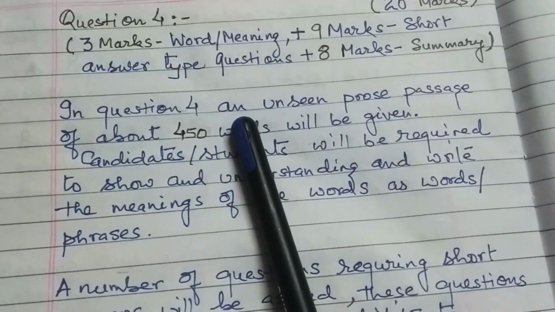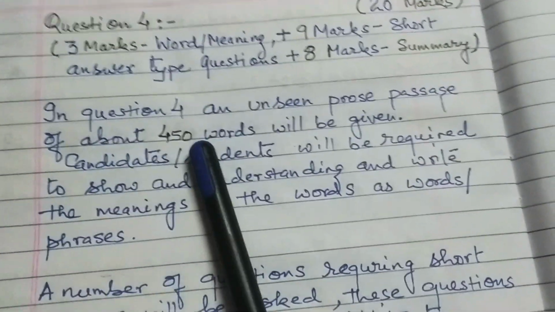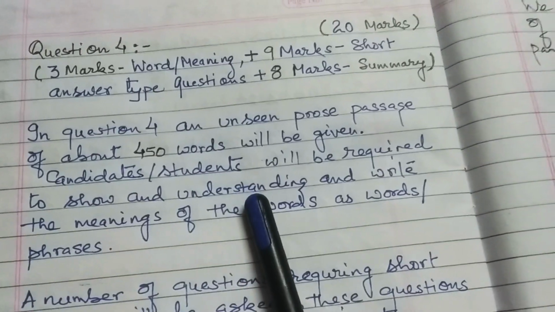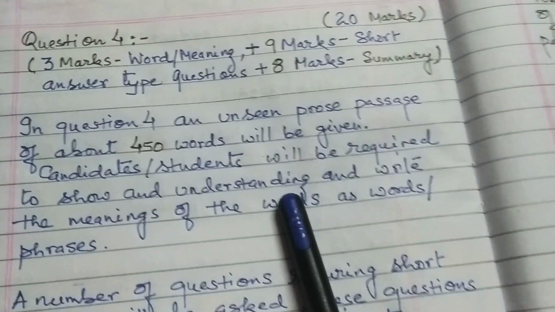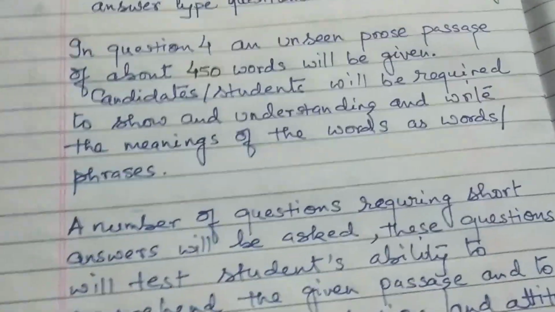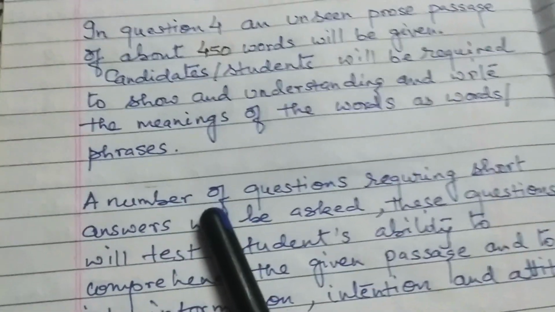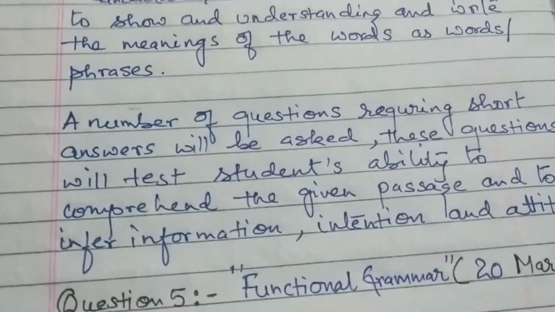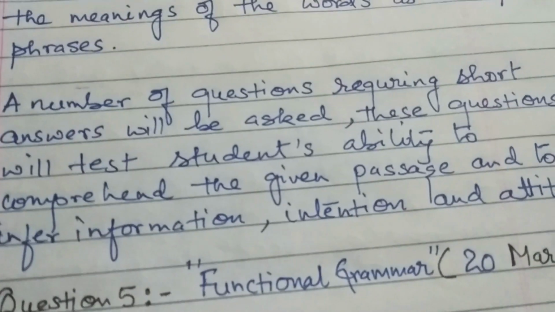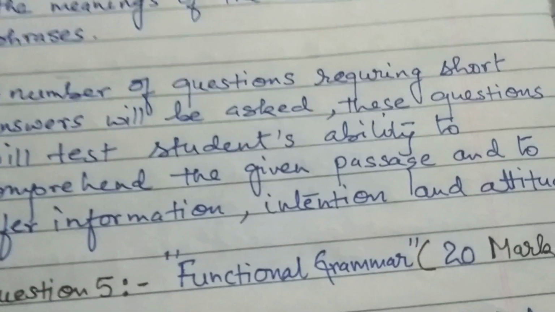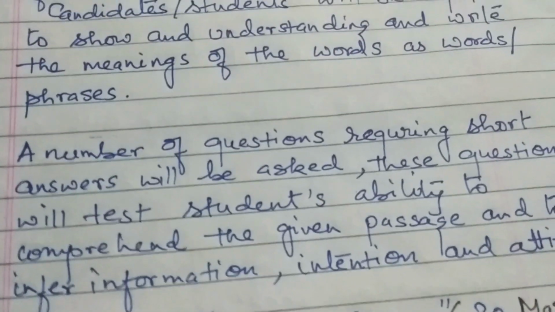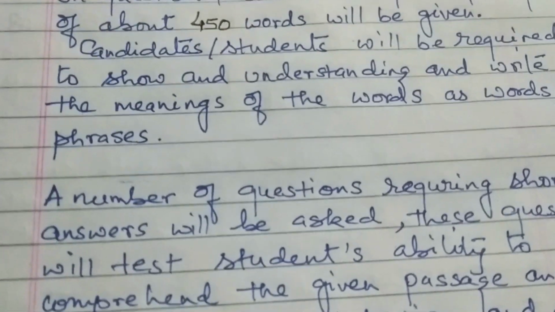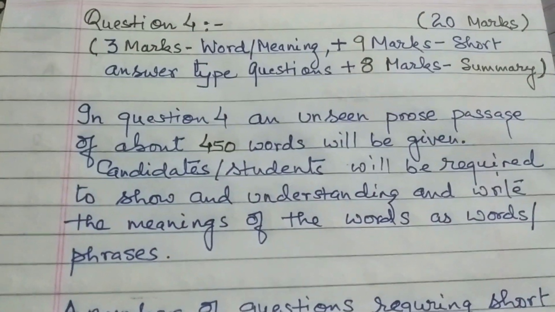In question 4, you will get an unseen prose passage of about 450 words. You will be required to show your understanding of the meanings of the words, either in words or phrases. Then the second part of question 4 will contain questions and you will need to write short answers. This part will test a student's ability to comprehend the given passage and infer information, intention, and attitude. And of course, for the last part, which is the summary part, you will write the summary of the given passage. We will also discuss question number 4, comprehension, in a separate video.